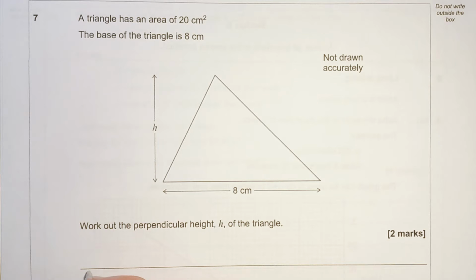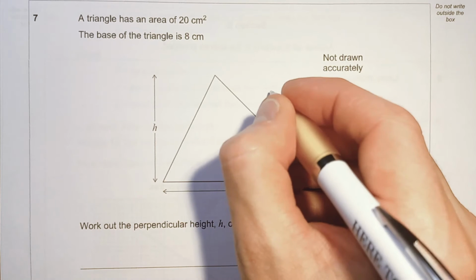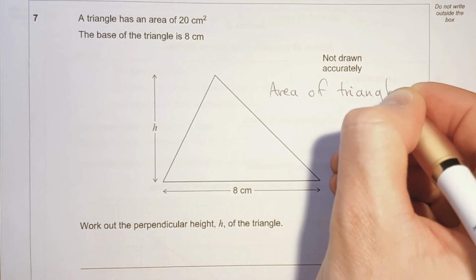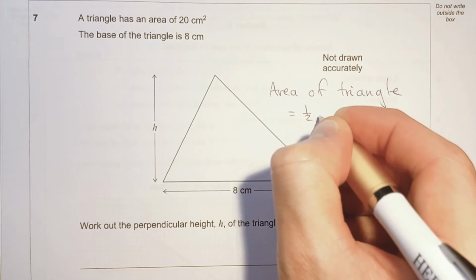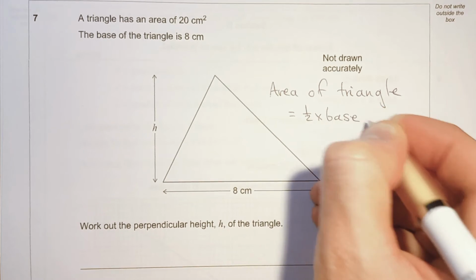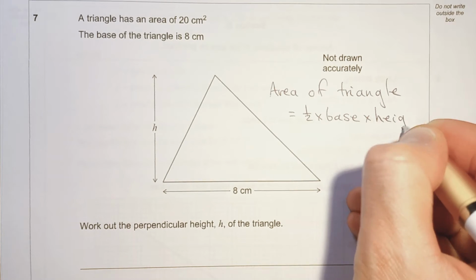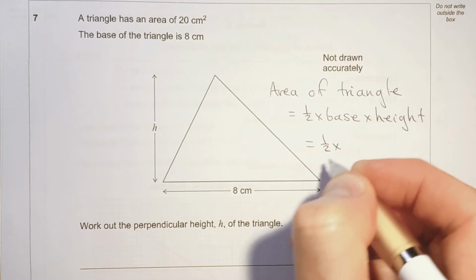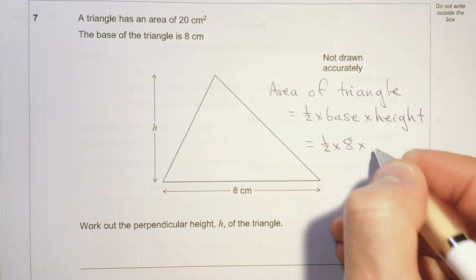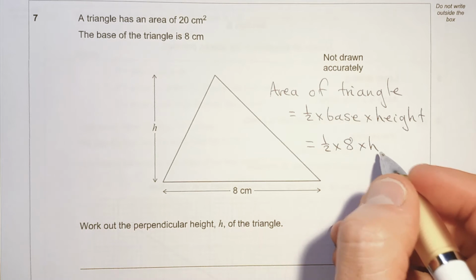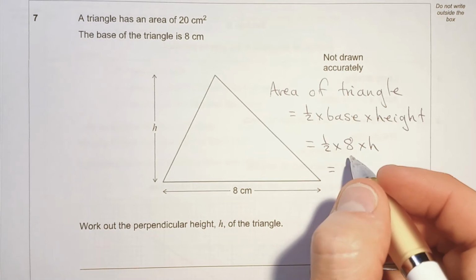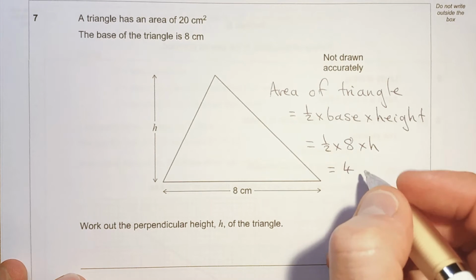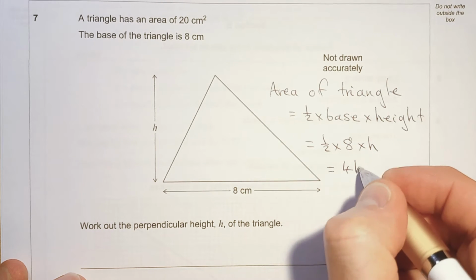Well, you need to remember your formula for the area of a triangle. And the formula for the area of a triangle is half times the base times the height, which in this case is going to be a half times 8 times h. Right, well, we don't know what h is yet, but we can do a half of 8. We can use our calculator, or hopefully you know half of 8 is 4. So 4 times h, or 4h.